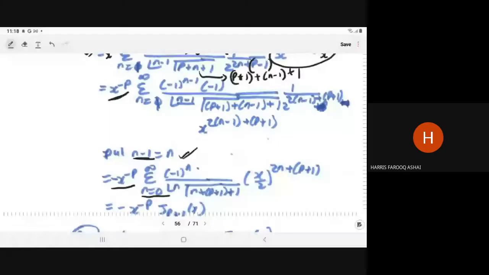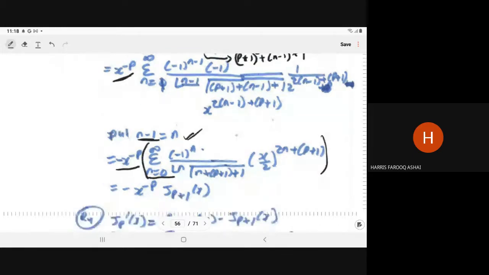here you have minus of x to power minus p, summation starting from n equals 0 to infinity, minus 1 to power n upon factorial n, gamma of n plus p plus 1 plus 1, in place of the n minus 1 when we are putting n. So gamma of n plus p plus 1 plus 1 and x to power 2n plus p plus 1, and it is nothing but Jp plus 1. It matches with the formula of Jp plus 1, so that is Jp plus 1.